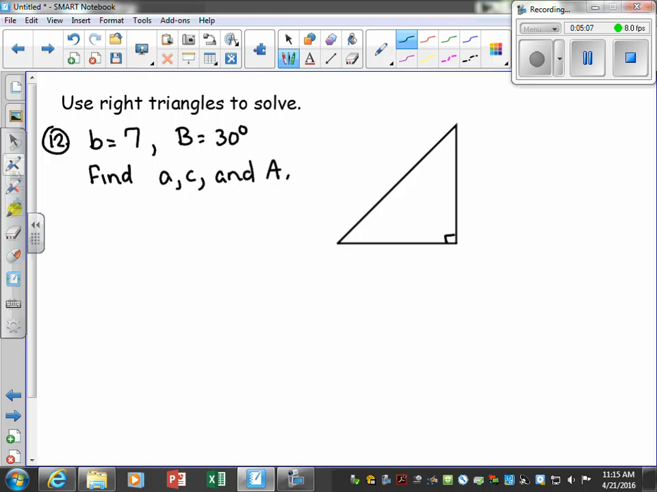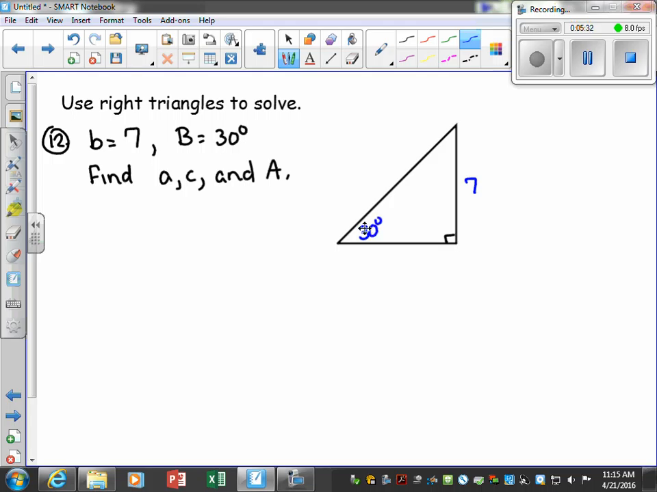Given the information, they'll give us some description of the givens, and then we're basically to find all the other missing information. So let's just label what we have first. We have side B. Now side B is 7. So angle B is going to be 30 degrees.